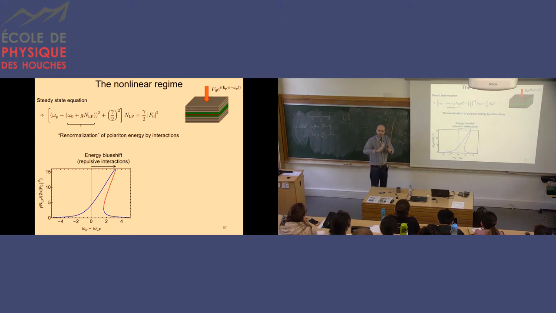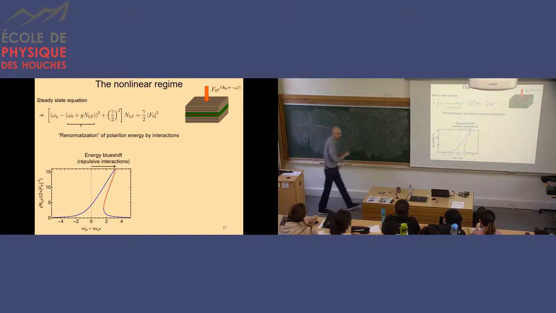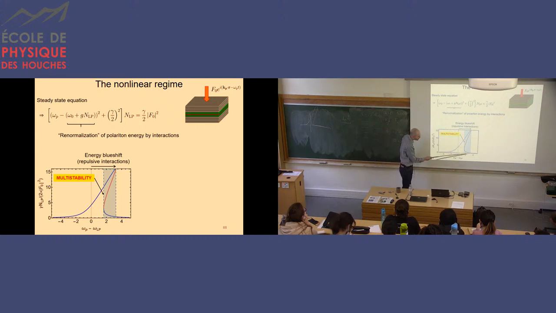Okay, so the effect of the interaction is the following. You start in the linear regime with a Lorentzian line like that, and now you increase the power, and instead of having just the same Lorentzian at a higher power, it's going to be like this. Okay, it's going to tilt and to shift. What you notice also is that at this point here, for this kind of range, I have in fact three solutions. This is possible because I have a third order polynomial. So I have three solutions that exist simultaneously. So this is called multistability. We are going to talk about that in a moment.